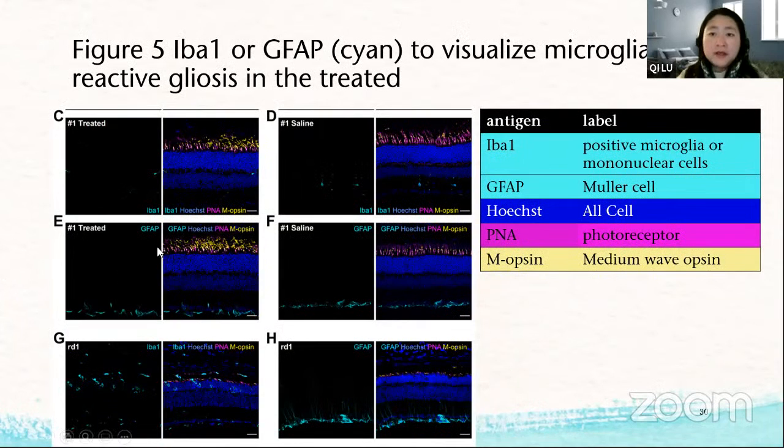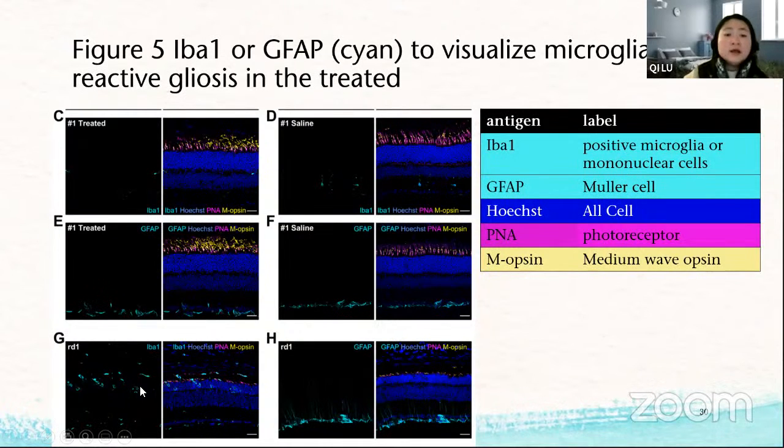And the next step, let's use IBA1 to stain the positive microglia or mononuclear cells, to check if these immune response cells penetrate into the photoreceptor layer, because if this response is too high, it will cause damage. That's gliosis, and that's a pathological condition.